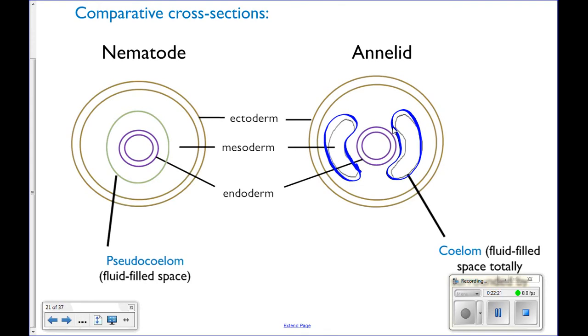Whereas a pseudocoelom is like pseudo, like fake, right? A fake coelom, where the mesoderm only surrounds it on one side. Do you see that? So annelids have a true coelom.